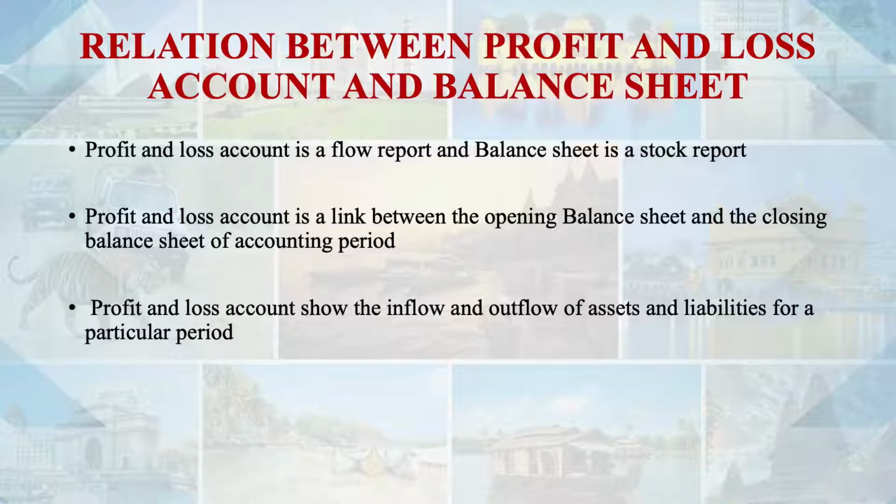Why has this changed? This position of your assets and liabilities or your owner's equity has changed because of your profit and loss account statement. Because the profit and loss account is a flow report, it shows the flow, the changes in the assets and liabilities, and because of that the position of your opening balance sheet is very different from your closing balance sheet. As I said, it shows the inflow and the outflow of assets and liabilities. That is why we call the profit and loss account a flow report.